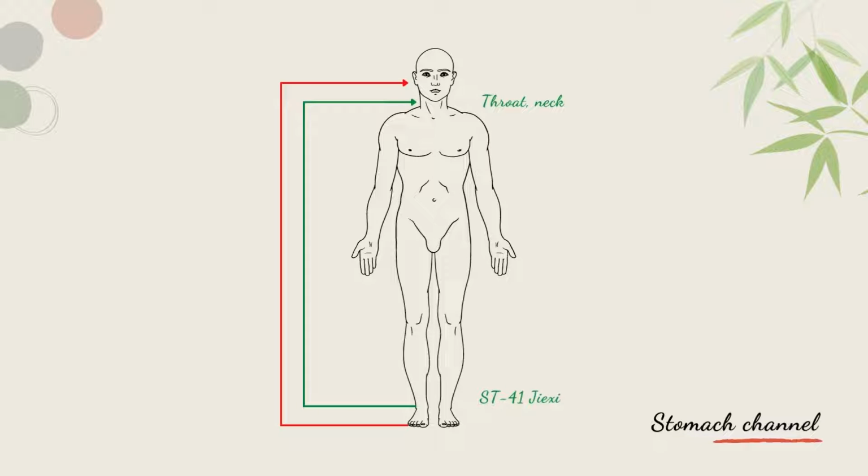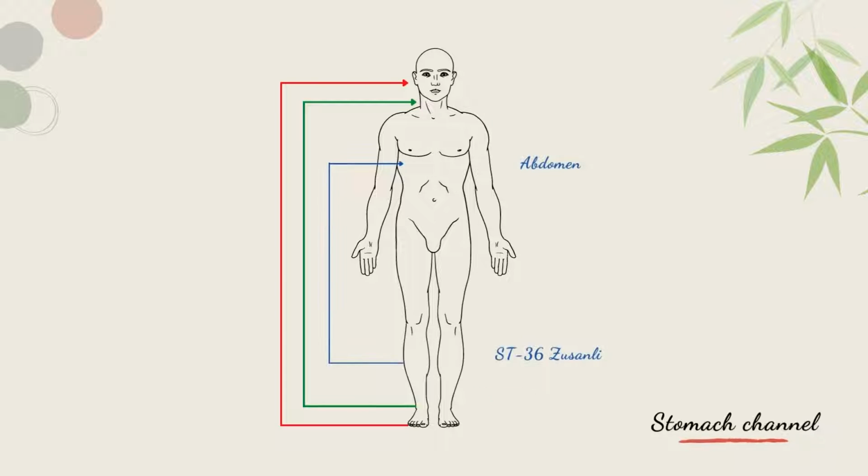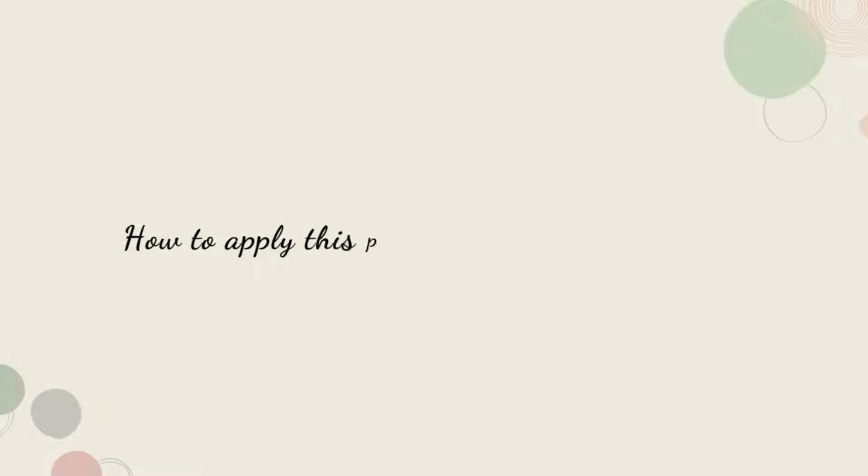Distal points slightly further up such as Jie Si will affect a lower section of the other end of the channel, the throat. And points located on the lower leg such as Zu San Li will affect the abdomen, the stomach and the spleen. And now, let's talk about how to apply this principle in clinical practice.